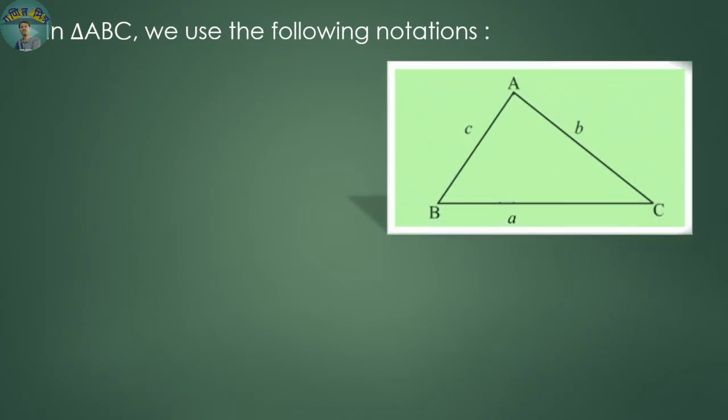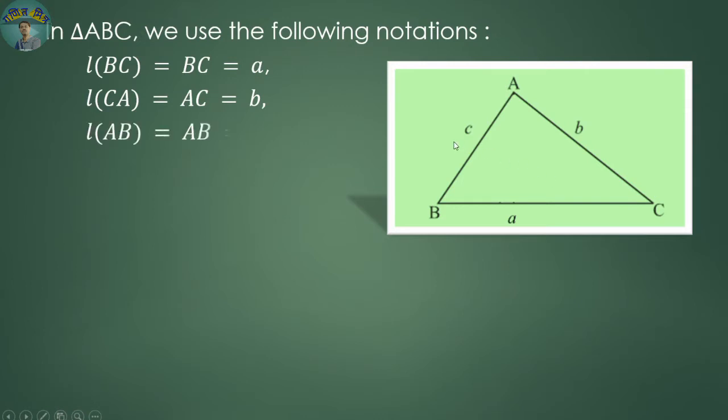Now we are going to consider the following standard notations. Look at this diagram. Consider this triangle ABC. Now BC is exactly opposite to the angle A, so we call the length of BC small a. Similarly, this AC is exactly opposite of angle B, so we denote its length by small b. Similarly, the length opposite of angle C is small c.